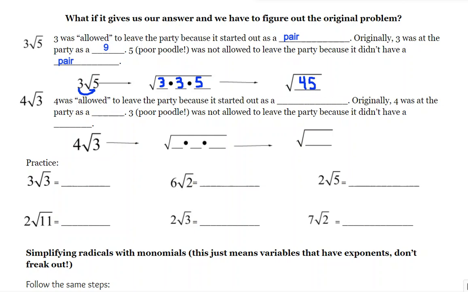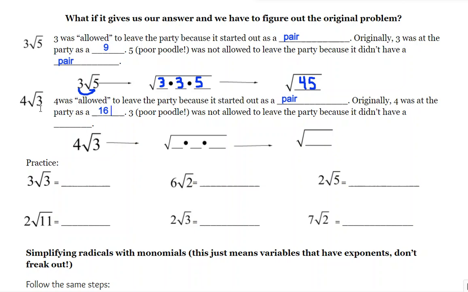All right, so let's do another one. 4 square root 3. All right, so 4 was allowed to leave the party because it started off as a pair. Originally 4 was in the party at 16. That's how it was, right? Because 4 times 4 is 16. Square root of 16 is 4. That's why it was able to leave.